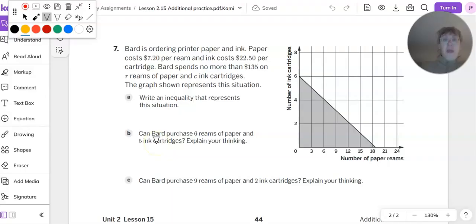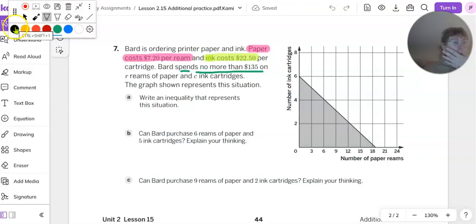Bart is ordering printer paper and ink. Paper cost $7.20 per ream, and ink is $22.50 per cartridge. Bart wants to spend, or does spend, no more than $135 on both the reams and the cartridges. So we're going to write that inequality.